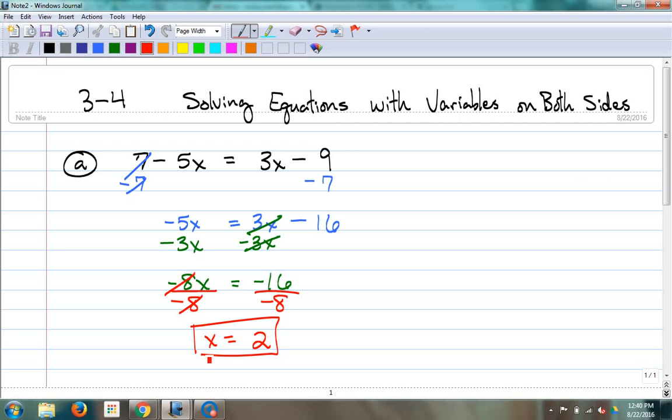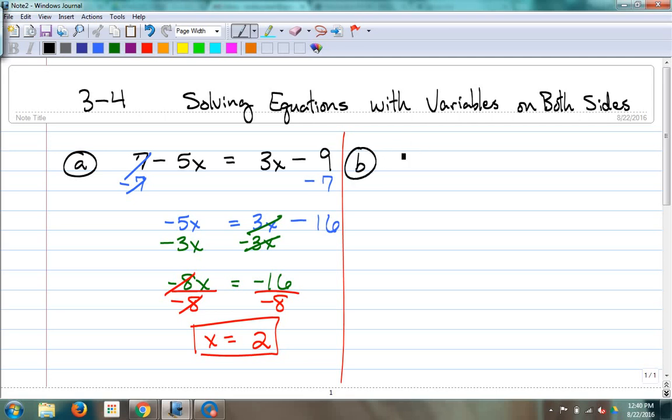You could go back to the original problem, plug it back in, and see if it works. We'd have 7 minus 10, negative 3. And here we have 6 minus 9, which is also negative 3. So it does check in the original problem. Not very difficult, just maybe one extra step from what we were doing last week. Maybe not even that much, maybe the same number of steps.